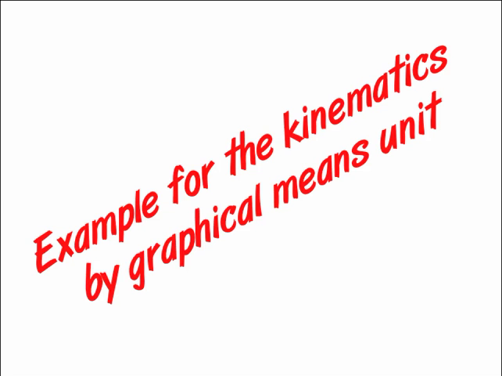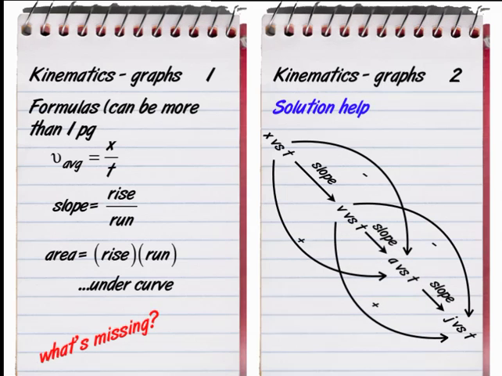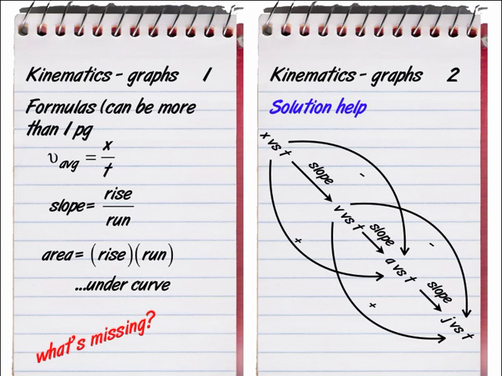So let's do a little example for the kinematics by graphical means unit. So if I look at this, page 1 on the left, I've labeled it kinematics, graphs, and I've got the page numbers, page 1 in this unit. Formulas can be more than one page. You don't just have to stop here, so this is kind of a starter page. Then I'll go on to solution help, because it was fairly, not too much to do.